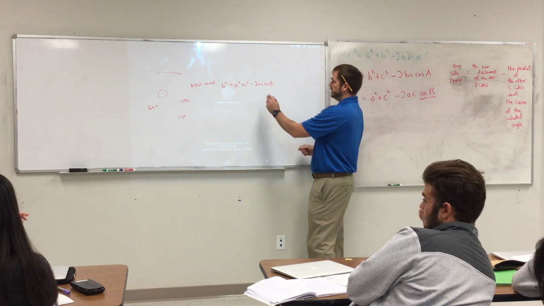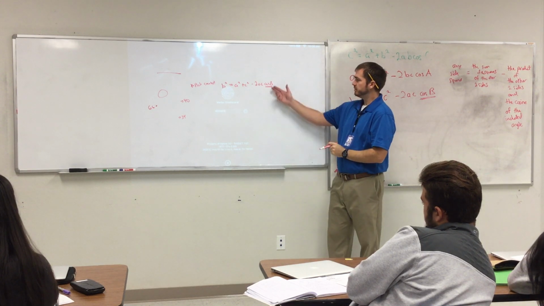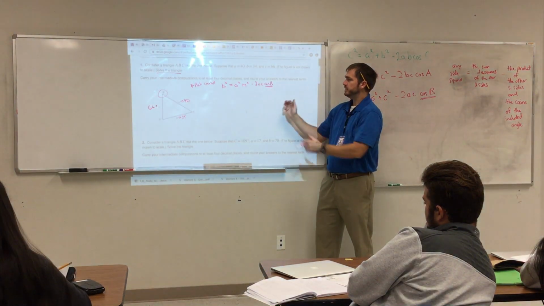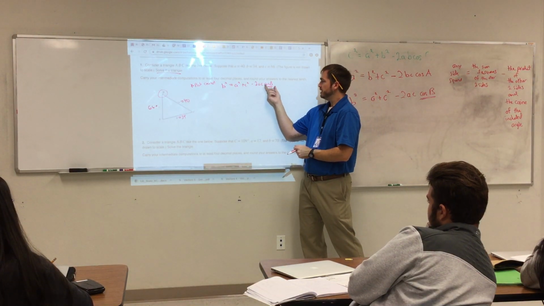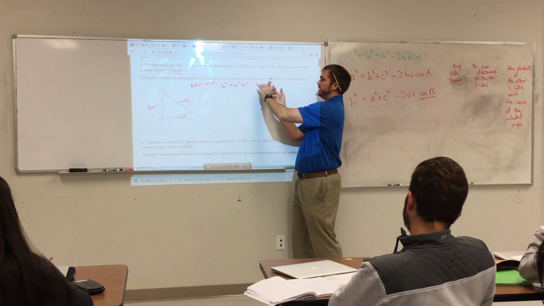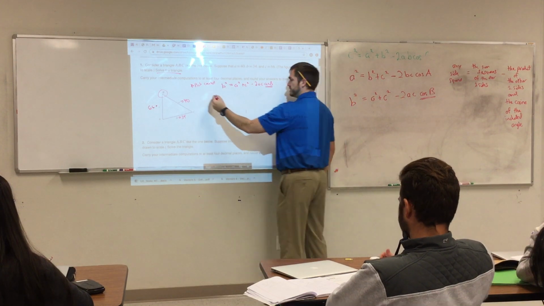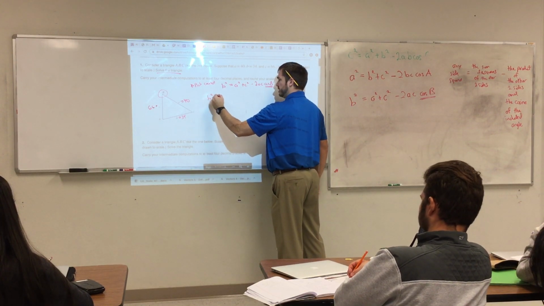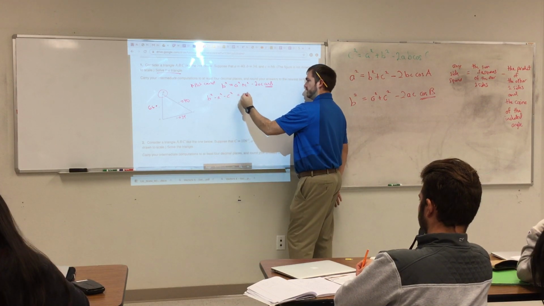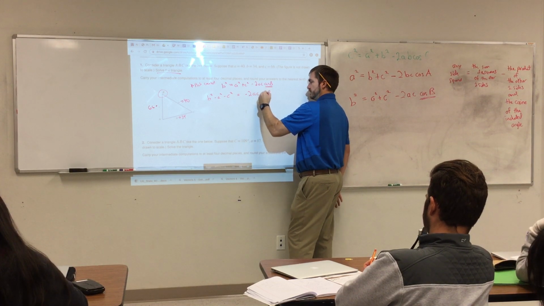I guess we could probably start doing it. So we want to isolate that cosine B right there, all right? So I want to get the a squared and the c squared to the other side. So let's just go ahead and immediately do that. Let's subtract a squared and subtract c squared from both sides. So b squared minus a squared minus c squared equals negative 2ac cosine b.